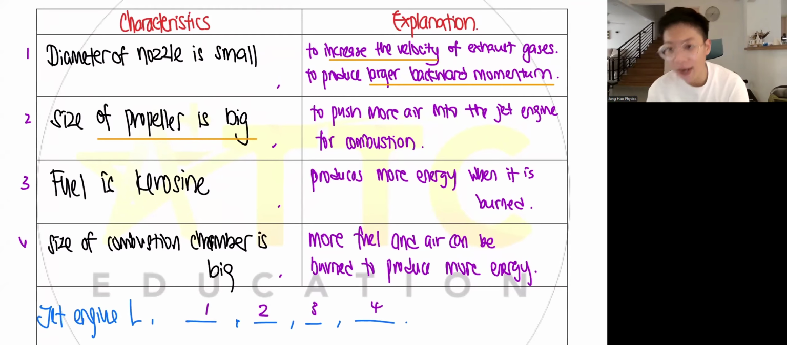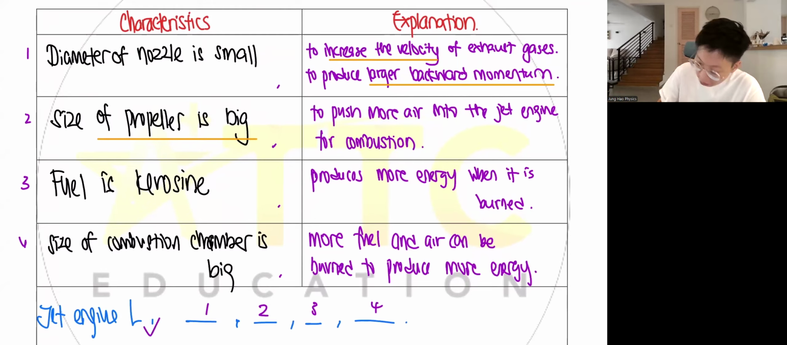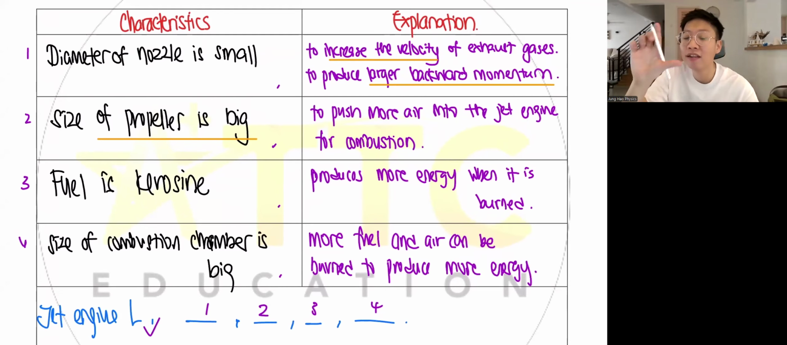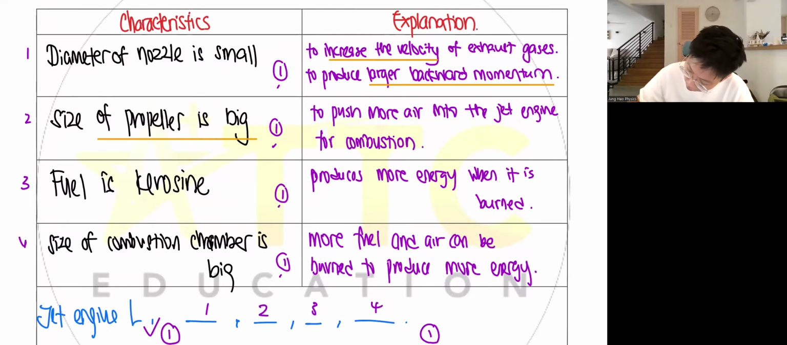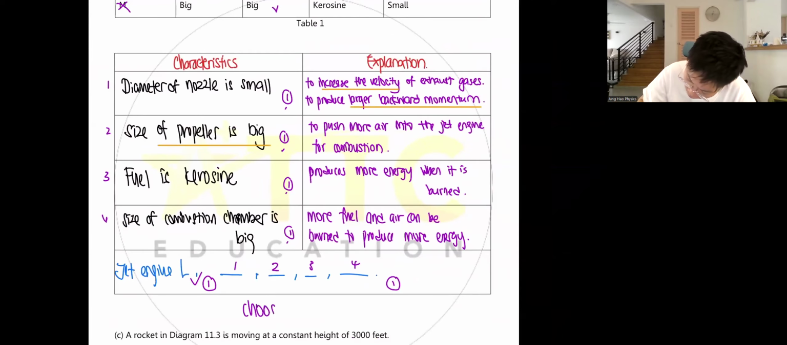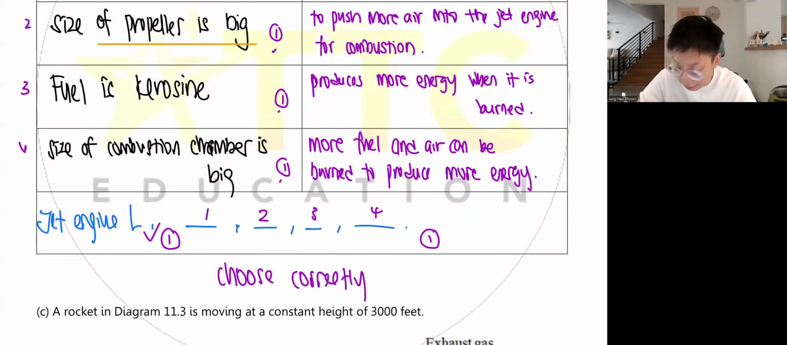If everything is correct, can you help me out? So if you choose correctly, you choose L, you already get this 1 mark. Then you give the reason, 1 mark. Here 1 mark, 1 mark, 1 mark, 1 mark. So the total is, if you choose correctly without any explanation, you will have 6 marks.